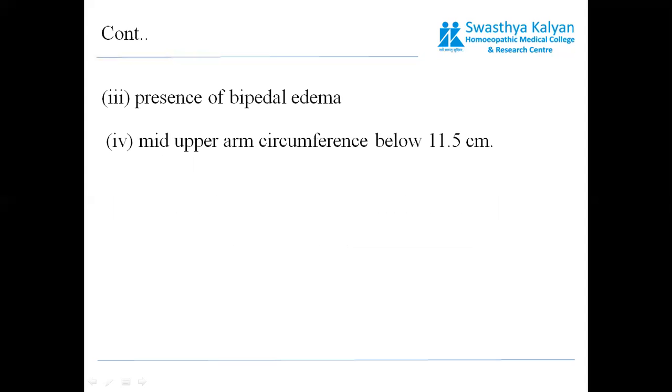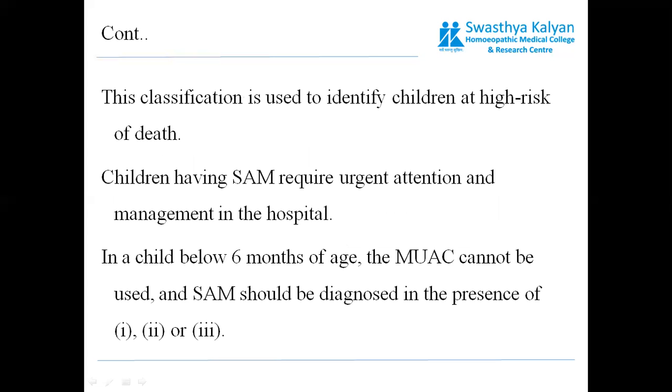Now these 4 points, this classification, is used to identify children who are at risk for death. Children having severe acute malnutrition require urgent attention and management in the hospital. But there is a point: in children below 6 months of age, MUAC, that is mid upper arm circumference, cannot be used, and SAM should be diagnosed in the presence of the other 3 points, that is weight for height below -3 standard deviations, visible severe wasting, and presence of bipedal edema. Only these 3 points will be required to diagnose SAM in children below 6 months of age, and mid upper arm circumference won't be used for diagnosing malnutrition in children below 6 months of age.